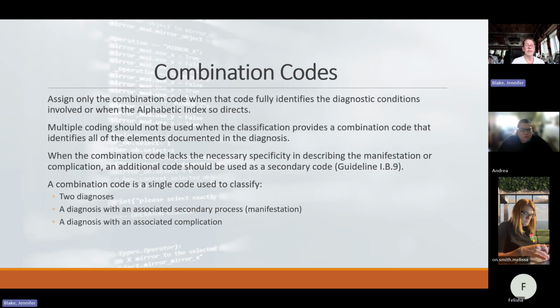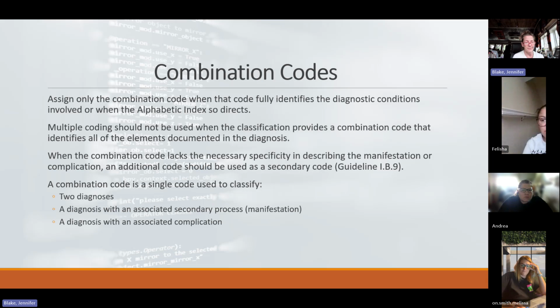Combination codes, you only assign that when the code fully identifies the conditions involved, or when the alphabetic index directs you to. A combination can be used for a couple of reasons. It classifies 2 diagnoses. It can classify a diagnosis that has a secondary process happening, like another manifestation, or it can be a diagnosis that has a complication. Okay, so that's your combination codes. Again, your book will tell you.